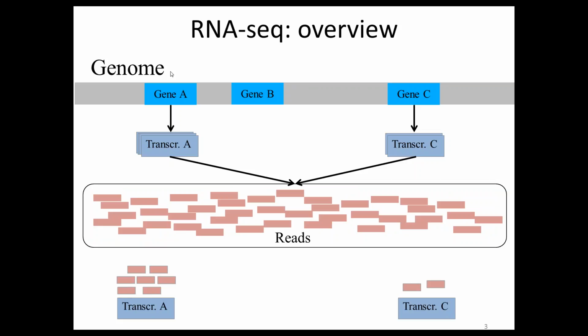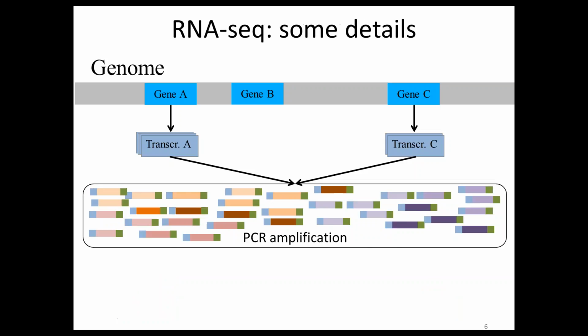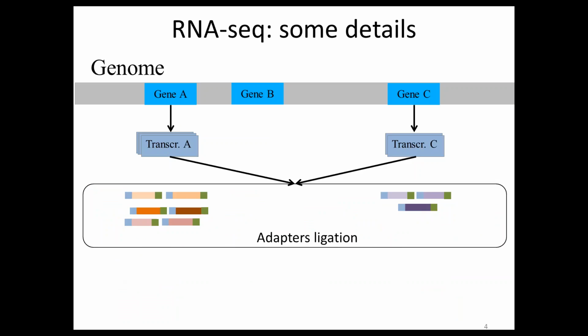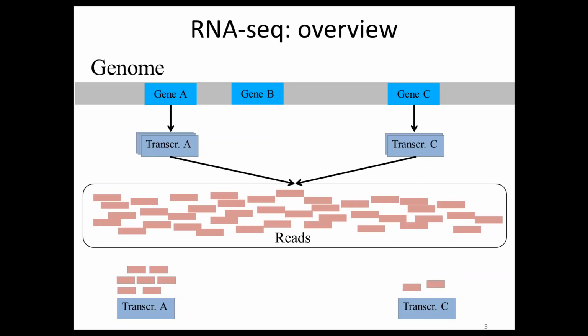And here is the general scheme. Gene, transcript, reads, and then reads are mapped to the real transcript. And we can estimate the expression level of the gene just by counting the number of reads that cover the transcript. So here we go. Quantification of expression levels. One of the measures is just the number of counts on the transcript.